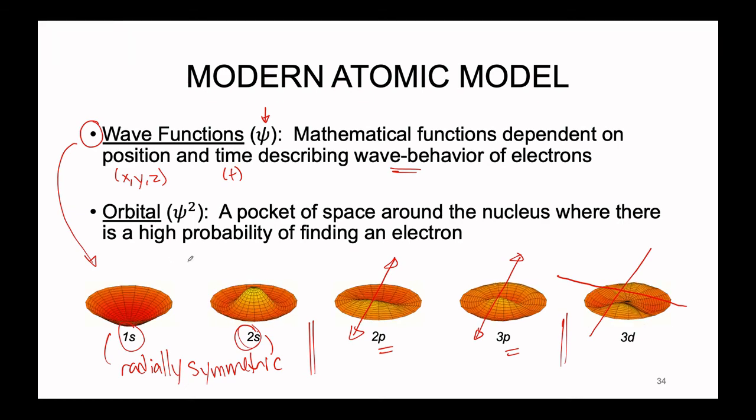We are now going to turn our attention away from the surfaces and towards what we call orbitals. This is what we normally think of when we try and picture where electrons are and how they behave. Mathematically speaking, the orbital is just the square of this mathematic function. So we're taking our wave function and we are squaring it. The result of doing so is that we actually find a pocket of space around the nucleus where there is a high probability of finding an electron.